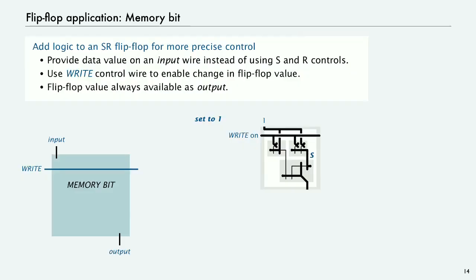So if we want to set the value of our flip-flop to 1, then we put 1 on the input, and then we turn this write control wire on.